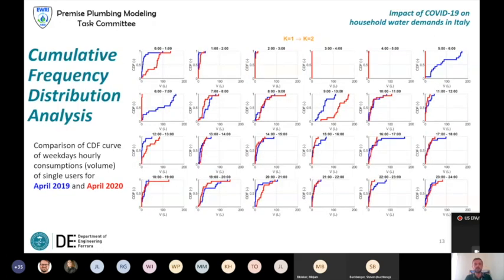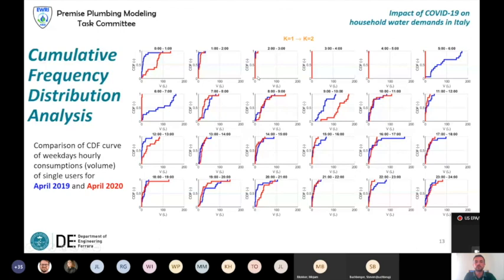And this was confirmed by the analysis of the sampled cumulative frequency distribution performed for each of the 300 users. Here I'm showing the sampled cumulative frequency distribution of the water volume consumed during the weekdays in one house in the pre-lockdown period and the lockdown period. I will just show a couple of these situations, not all the 300 cases, but these are quite significant. For example, we can immediately notice that both in the pre-lockdown period and the lockdown period in this house, no water was used during night hours.